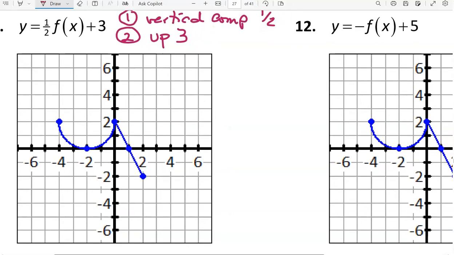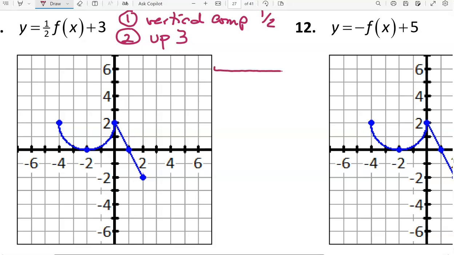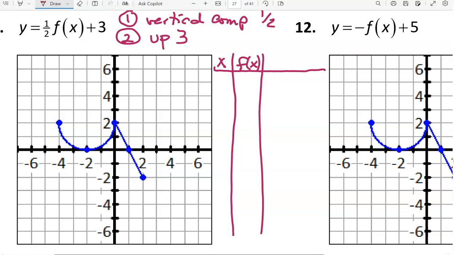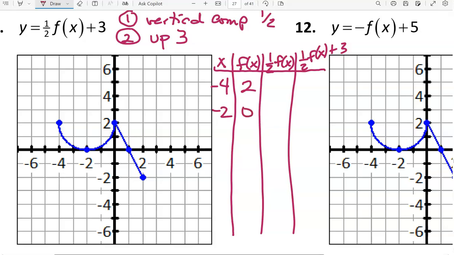Since there are two transformations applying to the output variable, I would suggest using a table so that we get these in the correct order. X, f of x, and then 1/2 times f of x, and then the final column, 1/2 times f of x plus 3. Input and output are the first two columns: -4, 2; -2, 0; 0, 2; 1, 0; and 2, -2. To find 1/2 of f of x, take the f of x values and multiply by 1/2. And then add 3 to find the final values.